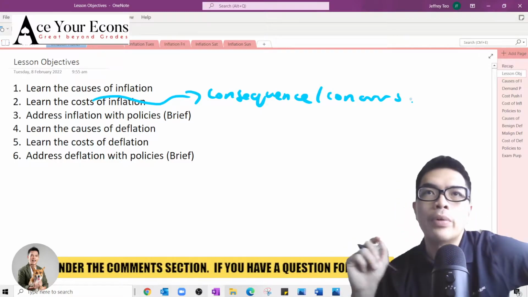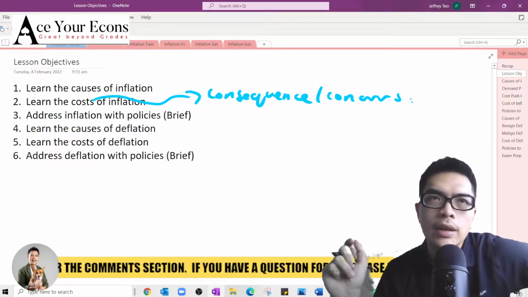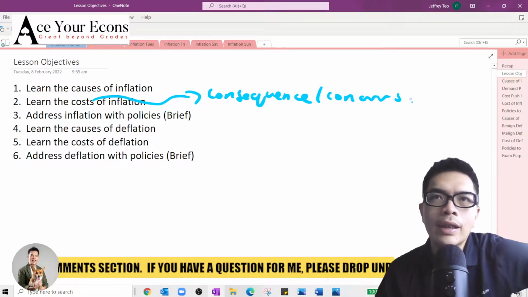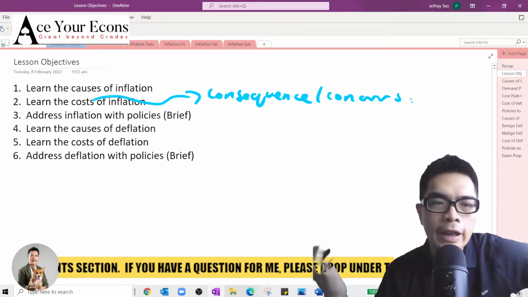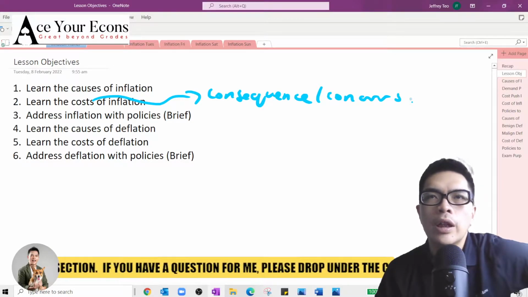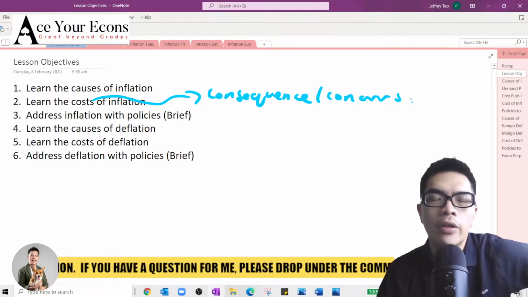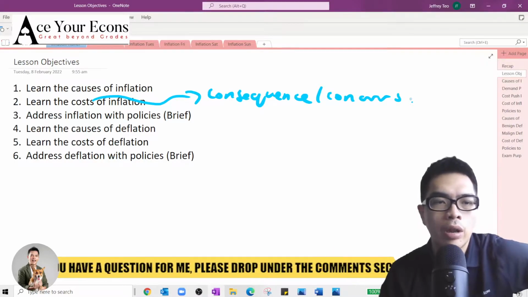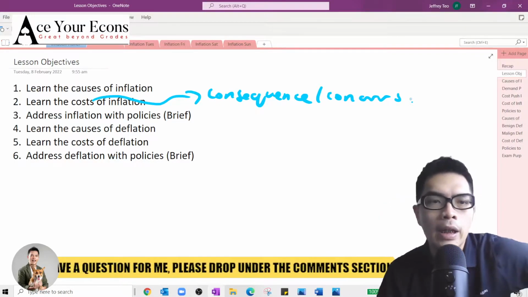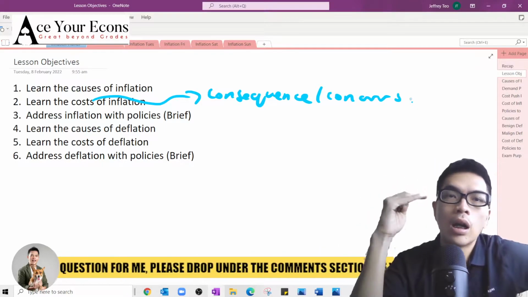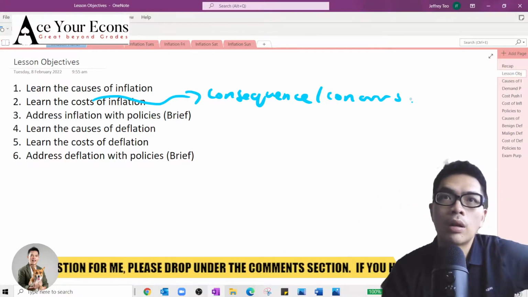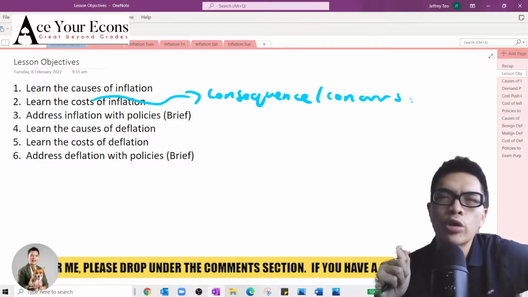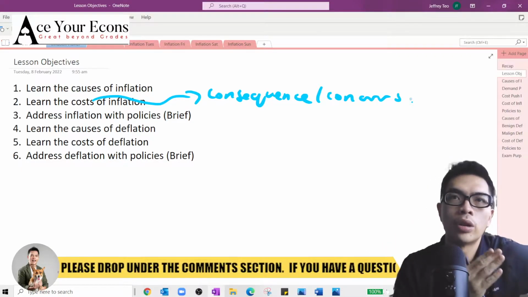And we will be briefly addressing policies to deal with inflation. The next half of the class will be dealing with deflation. Deflation is the better sister of inflation. Both of them are equally undesirable. I'll explain in a short while. We will be going through this format again: causes, costs, policies. So when you revise your school notes, make sure you break down your revision into this tree house.